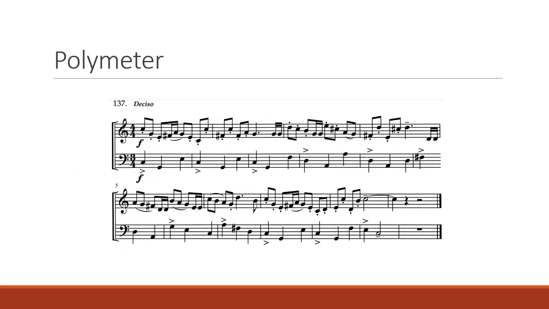Here's the Berkowitz example. Notice the two different time signatures and the misaligned bar lines. Now the treble part is in 4/4 and goes like this. 1, 2, 3, 4, 1, 2, 3, 4, and etc., like that.